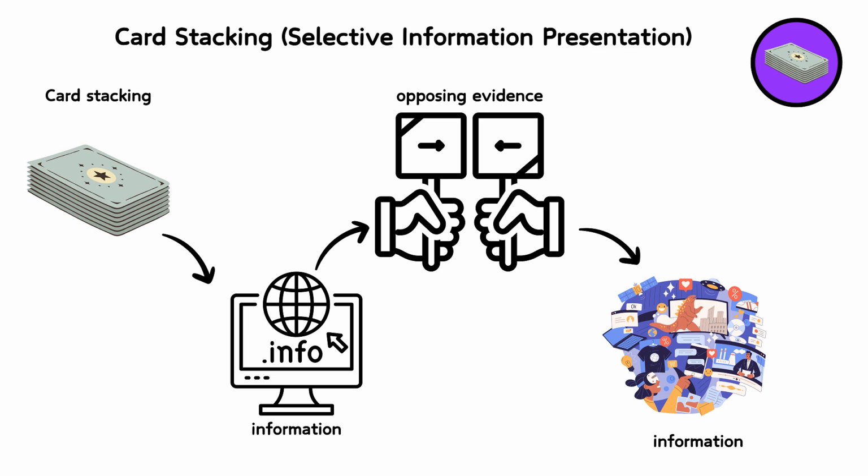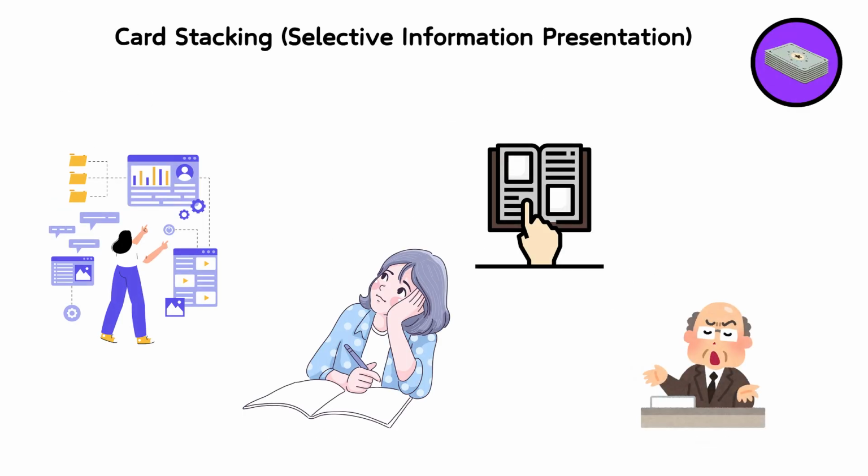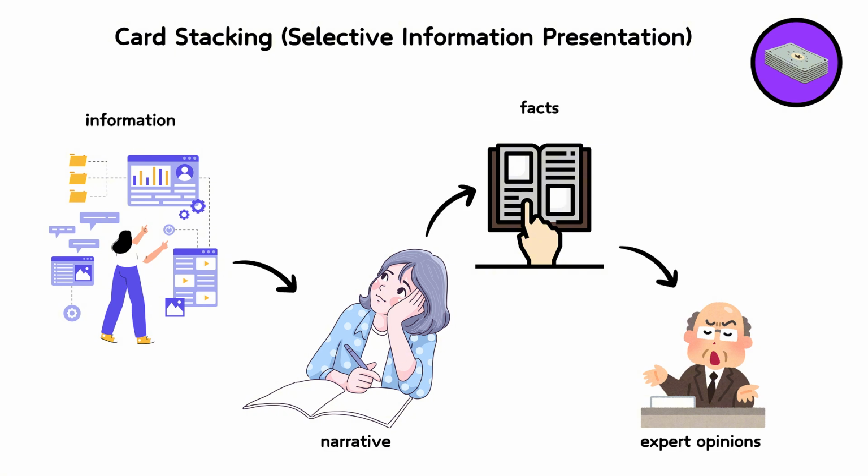their audience sees. This technique relies on the principle that most people won't seek out additional information beyond what's presented to them. By controlling the narrative through selective presentation of facts, statistics, and expert opinions, propagandists can create a compelling but incomplete picture that supports their position.